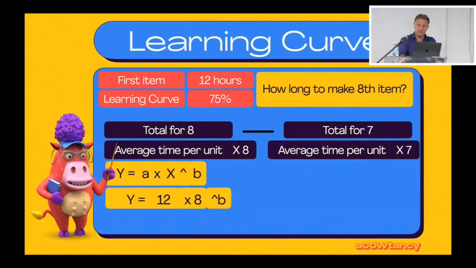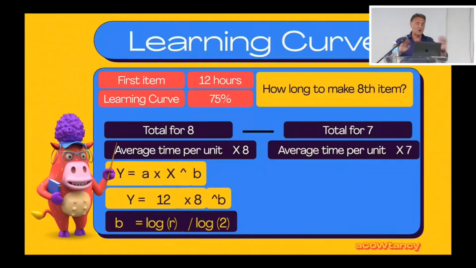And then we'll say, what's the power of B? Well, the power of B is log, in brackets, R. What's R? That's the learning curve, 0.75, divided by log 2. You don't have to know the maths. I have no idea what's going on here mathematically. I just know that's what you do. So log R divided by log 2.